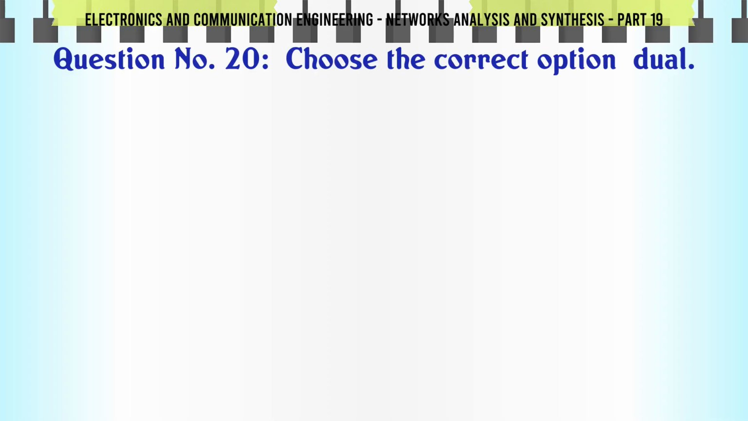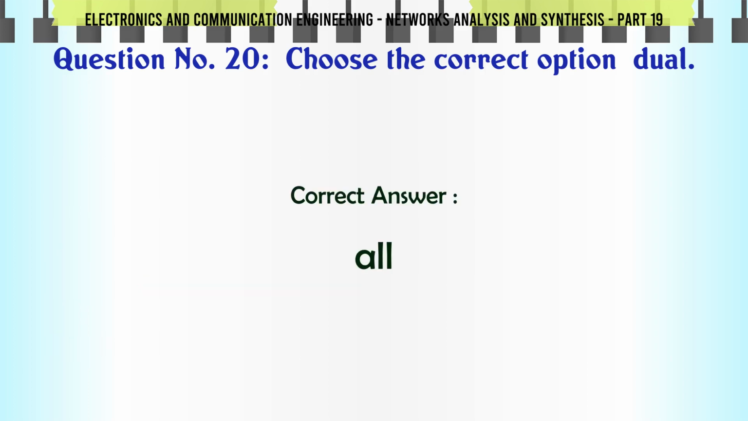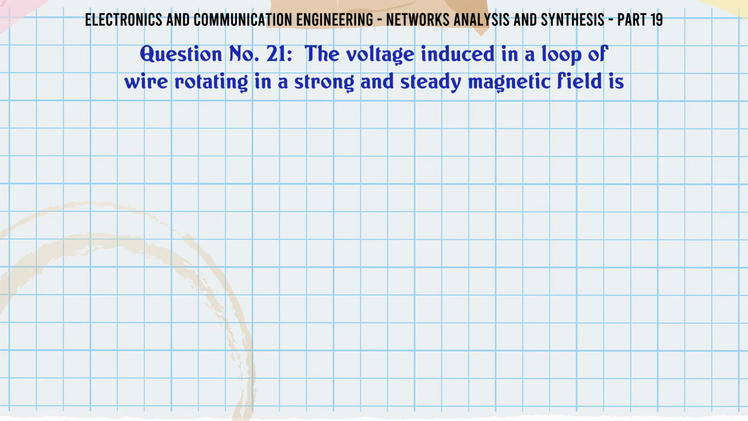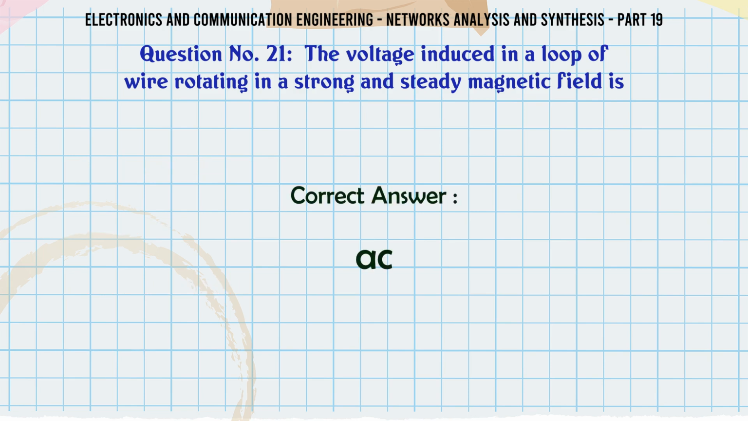Choose the correct option. Dual: A) tree-quadtree, B) twig-link, C) cut set-loop, D) all. The correct answer is all. The voltage induced in a loop of wire rotating in a strong and steady magnetic field is: A) pulsating DC, B) DC, C) rectified AC, D) AC. The correct answer is AC.